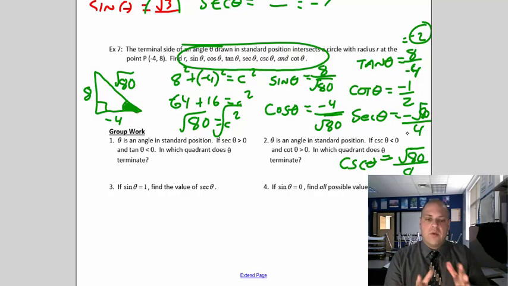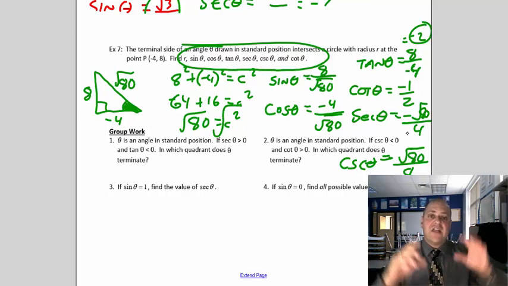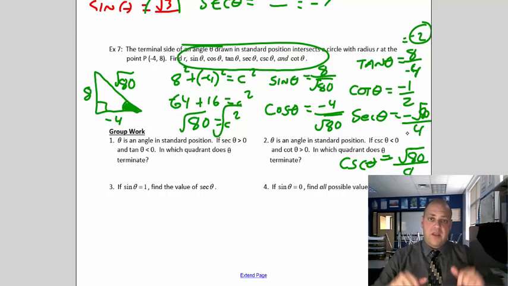I don't want to do that here and waste time for you. I just want you to practice getting the sine, cosine, and tangent, and then flipping. Flip, flip, flip. You get the 3 reciprocal functions. Okay, we will practice this in class. See you then.